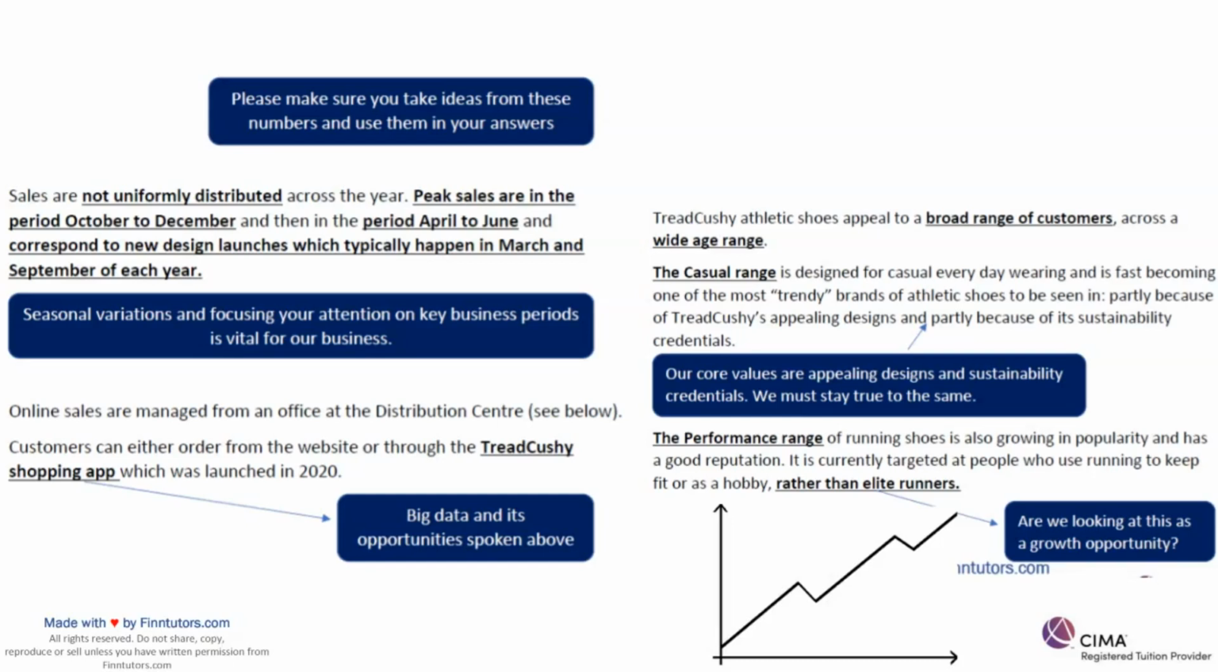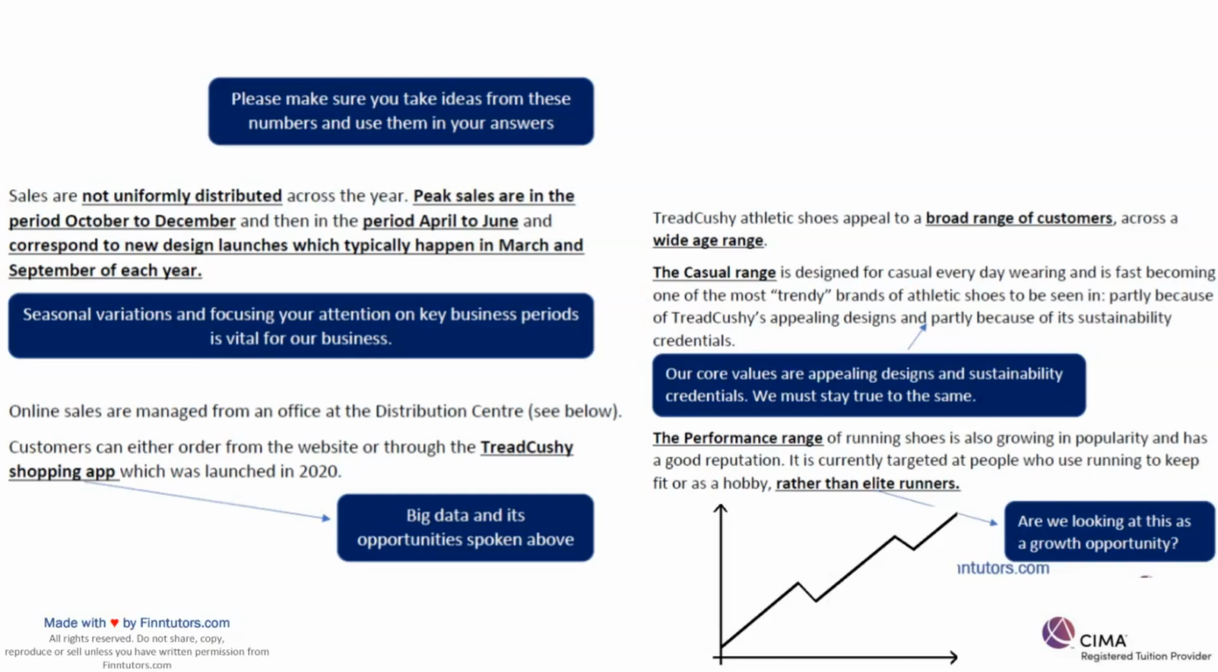TreadCushy's athletic shoes appeal to a broad range of customers across a wide age range. So, first we have the casual range, which is designed for casual everyday wearing, and it's fast becoming one of the most trendy brands of athletic shoes. Partly because of our appealing designs and partly because of sustainability credentials. So, our core values are appealing designs and sustainability credentials. We must stay true to the same. So, our first range is the casual range.